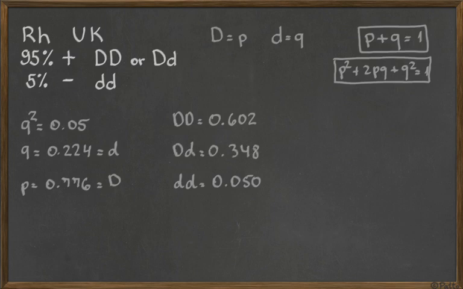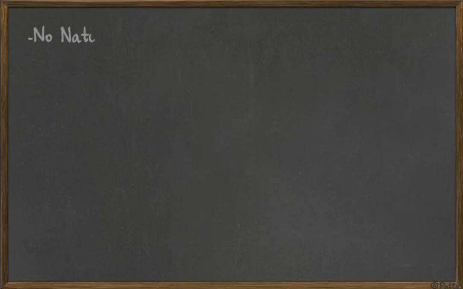But now the number of heterozygotes is going to be 2pq, so 0.348. So 34.8% of the population in the UK are heterozygote for blood type. This is how useful this is. Okay, and for you to use the Hardy Weinberg principle, it has certain assumptions to be followed.